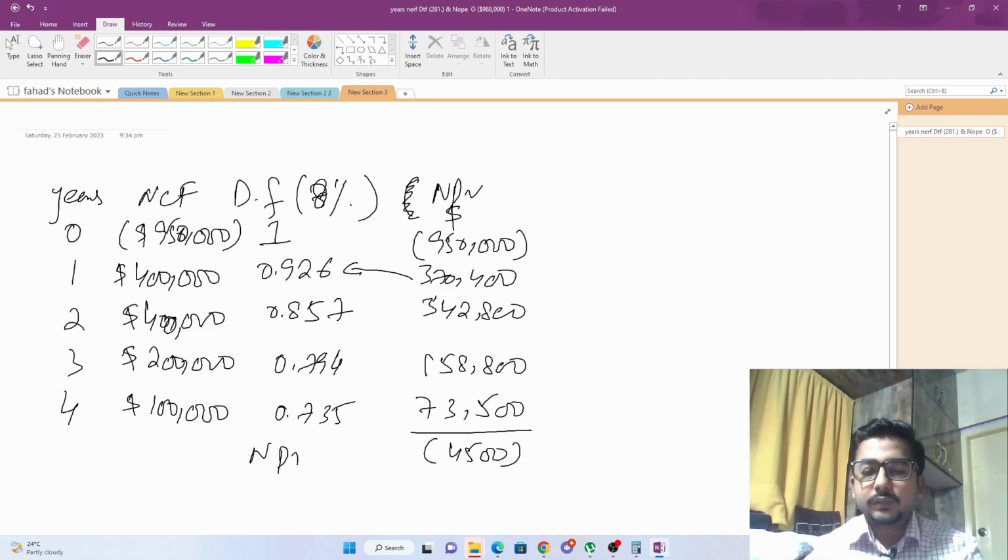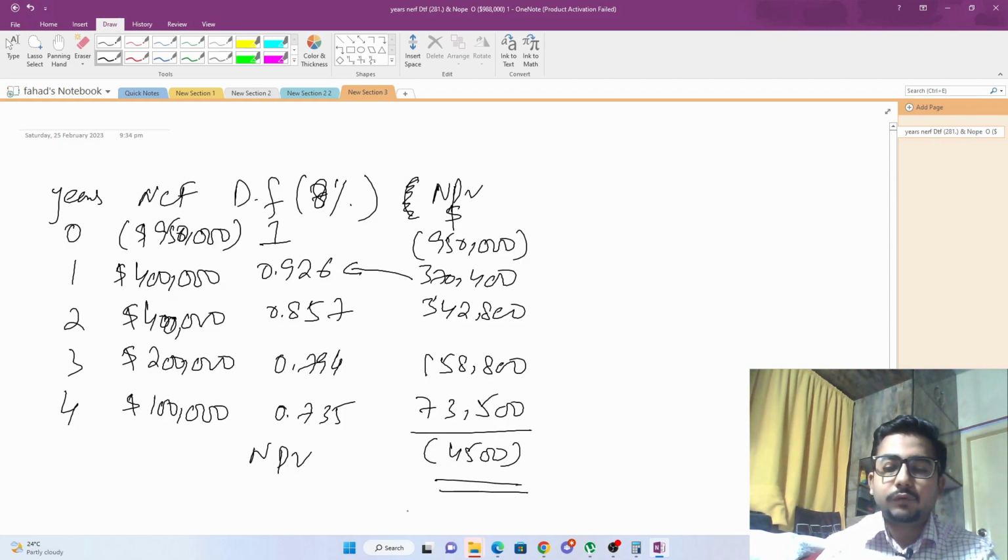How did we get the net present value? Net cash flows multiplied by the discount factor, which is given in the question. We get a net present value, and this is the total net present value, which is 4,500, which is negative.